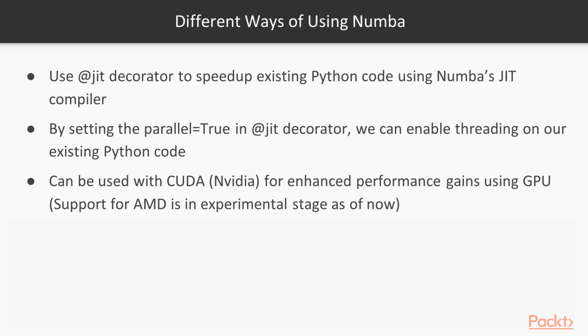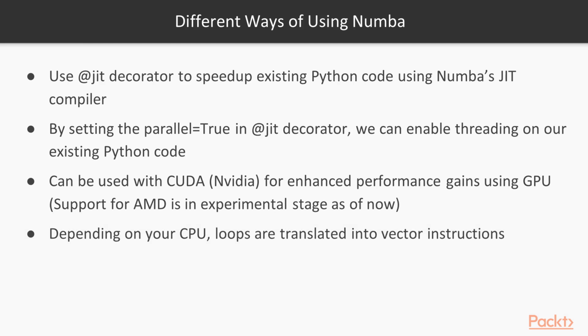Numba can also be used with CUDA for enhanced performance gains using the GPU. Currently, the support for AMD is in experimental stage. Also, depending upon your CPU, the loops inside your Python code are translated into vector instructions. So recall that in the section involving NumPy, we read that vector instructions are typically faster than your scalar instructions when dealing with arrays of data.